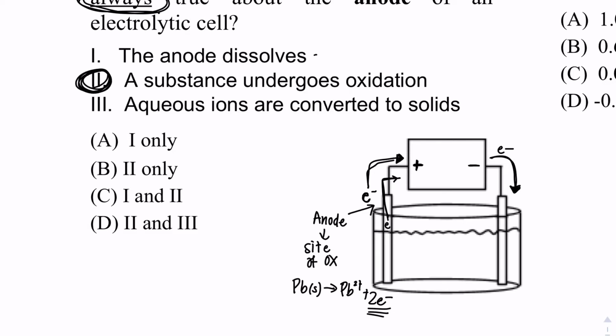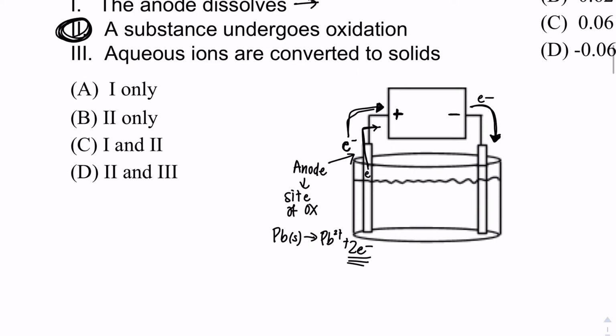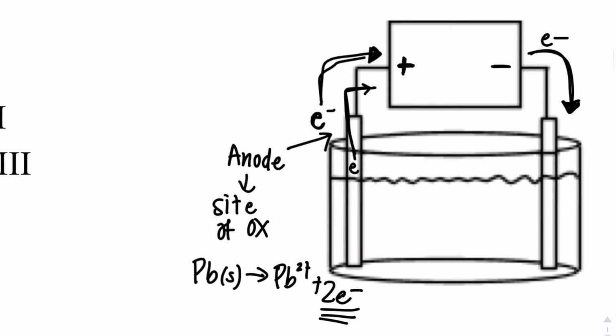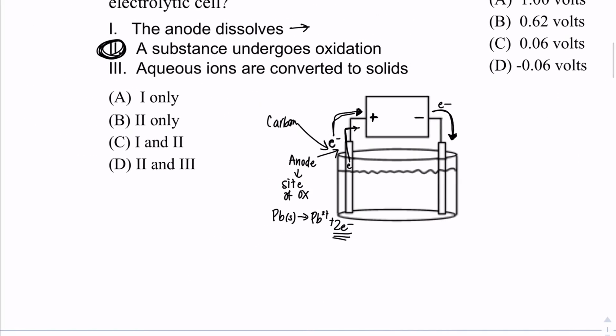You may think that the anode dissolves. It can dissolve, but not always. Oftentimes you'll have something in solution that undergoes oxidation that doesn't have a solid anode, so you'll have to use carbon. Carbon can be used as an anode, which is indestructible chemically, so it won't degrade. So while the anode can dissolve, it's not always true of an anode.